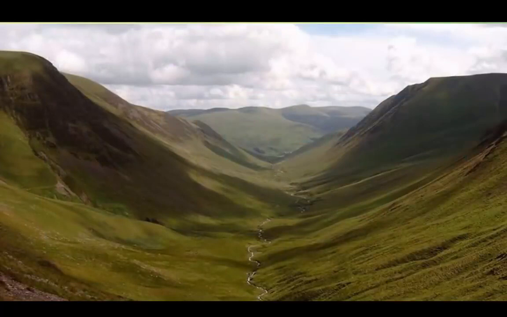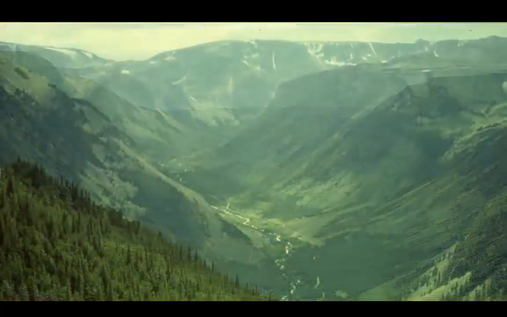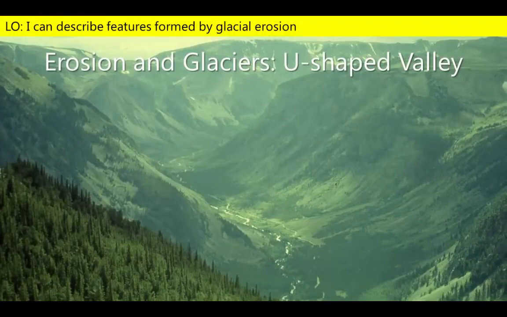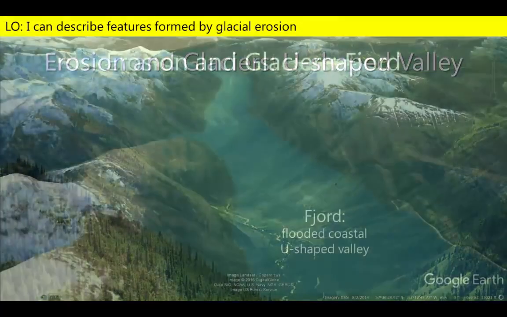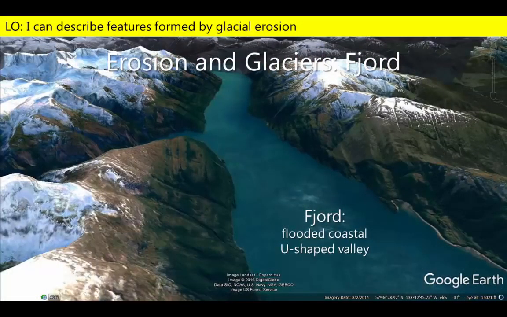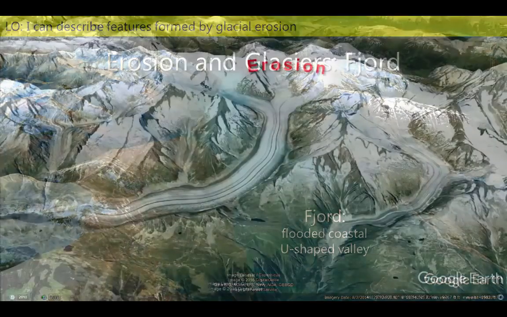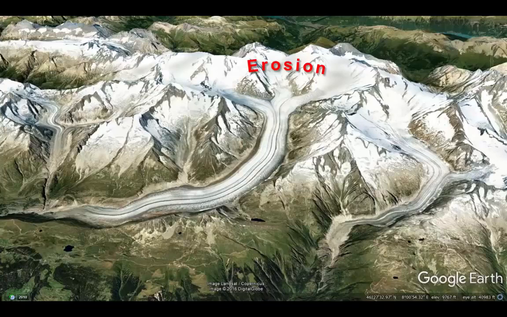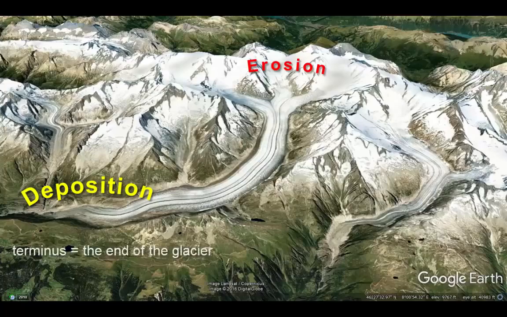Much like this example from Scotland. In this U-shaped valley from the Beartooth Mountains in Montana. If rising sea levels were to flood one of these things, we would have to call it a fjord. Up to now, we've been focusing on processes that cause erosion. Now we want to turn our attention to features formed when glaciers deposit material near their terminus.